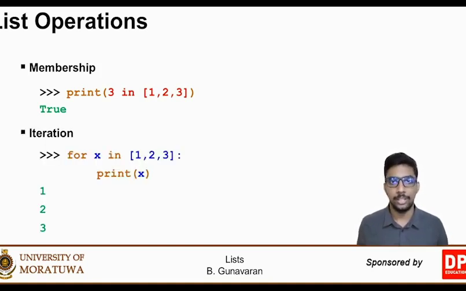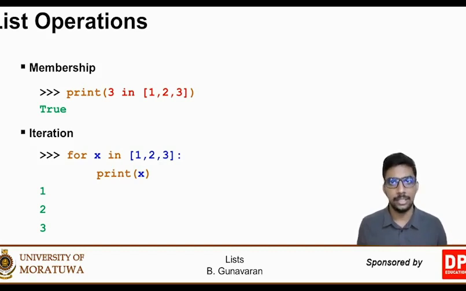The final operation we are going to discuss is iteration. Iteration means going through the list one element at a time. The code says, for x in [1, 2, 3]: print x. How it works is, the first element in the list, which is 1 in this example, will be assigned to the variable x. Then the print statement will be executed.